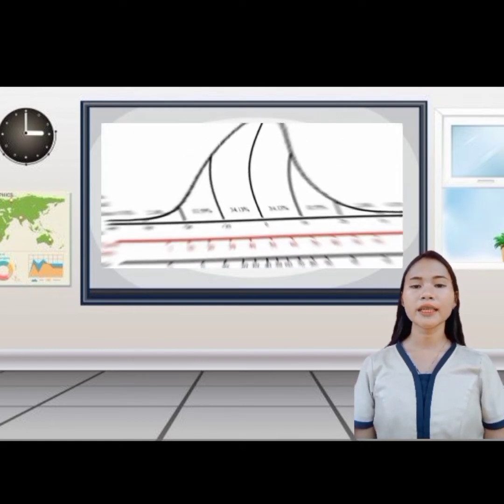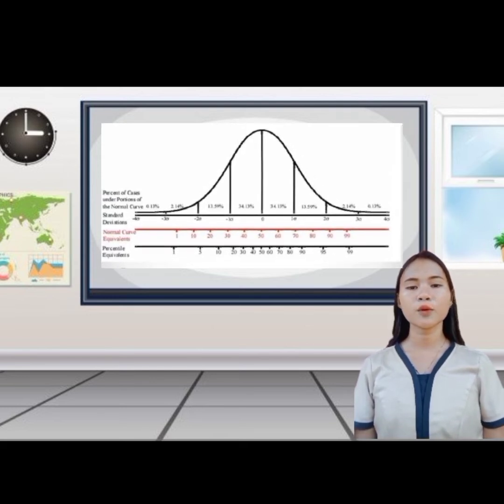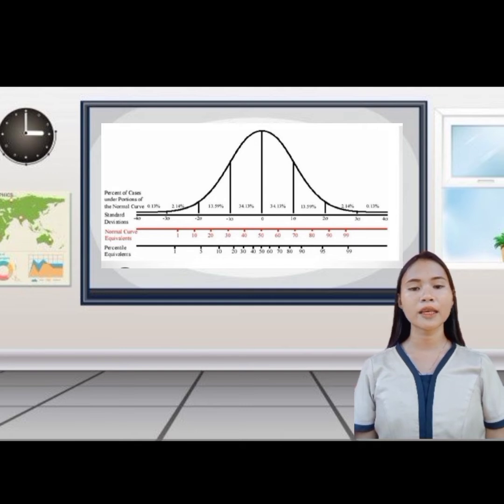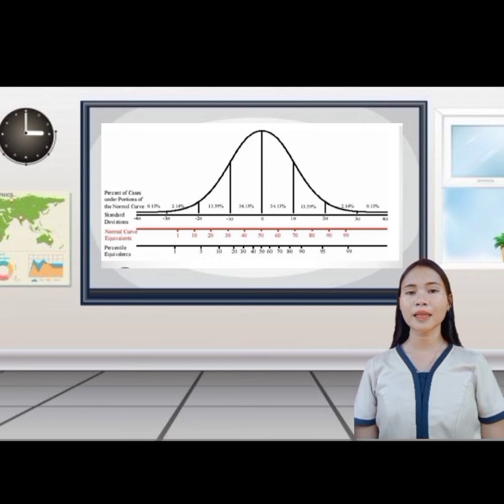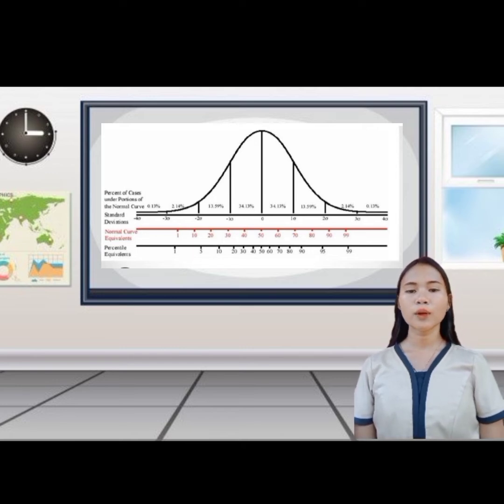Here we have a chart. As you can see, first we have the standard deviation, in the middle, the orange one, we have the normal curve equivalent, and lastly we have the percentile equivalent. So what have you noticed? As we can observe, there is a similarity between the normal curve equivalent and the percentile equivalent. They both range from 1 to 99.